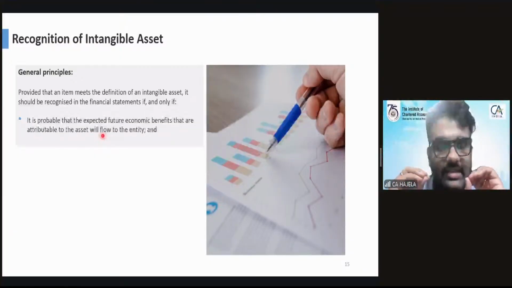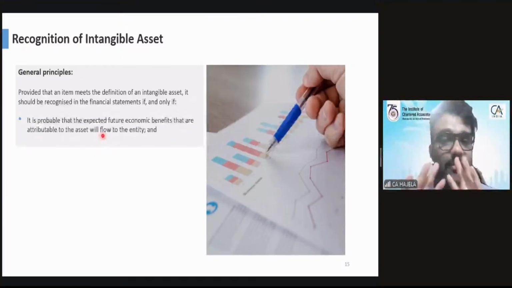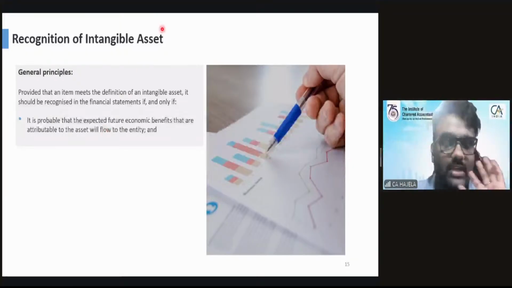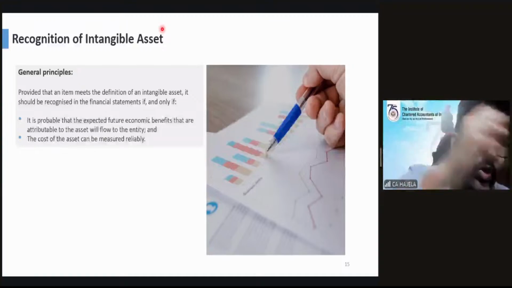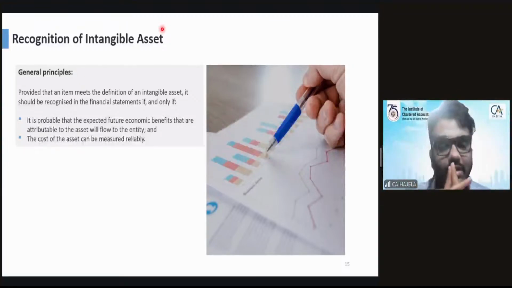भाई इस एसेट से हमें फायदा होगा फ्यूचर में, इसकी प्रोबेबिलिटी है. It is probable this particular intangible asset will help me with the economic benefits in the times to come. And there can be a value ascertained to it reliably. What is the cost? 10 rupees, 1,000 rupees, crore rupees, lakh rupees. What is the amount of that benefit that I can attribute to that particular asset? Right? It should be reasonably and reliably measured.